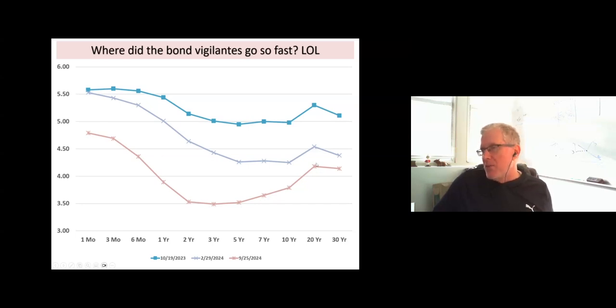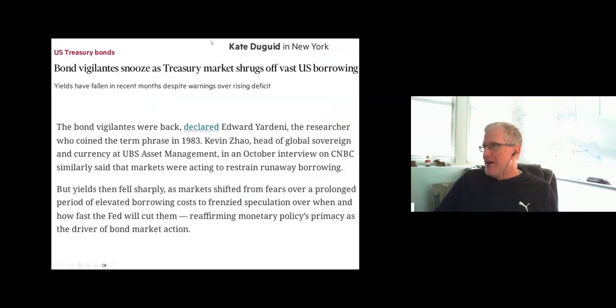These ones are going to go up a bit more quickly because they don't have as much Fed cuts embedded in them anymore, because those cuts are coming down here. So then, just a little bit later, we get this other article. Bond vigilantes were back, declared Ed Yardeni, blah, blah, blah. But yields then fell sharply. Markets shifted from fears over when and how fast the Fed will cut them.